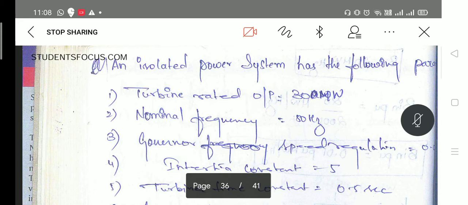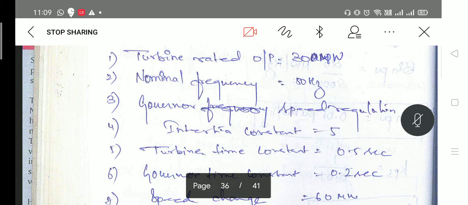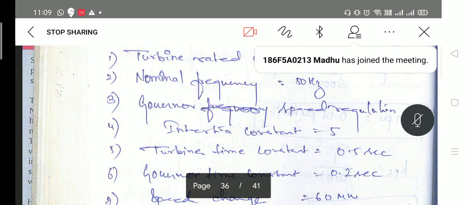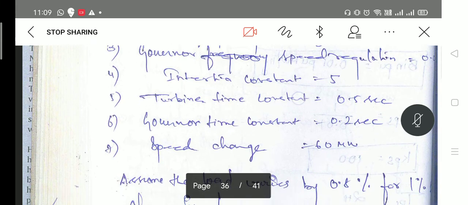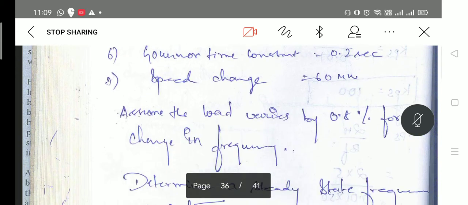This is the second problem. An isolated power system has the following parameters. First, turbine rated output is 300 megawatts. Second, nominal frequency is given as 50 hertz. Third, governor speed regulation is 0.01, I think. Fourth, inertia constant is 5. Fifth, turbine time constant is 0.5 seconds. Sixth, governor time constant is 0.2 seconds, and speed change is 60 megawatts.